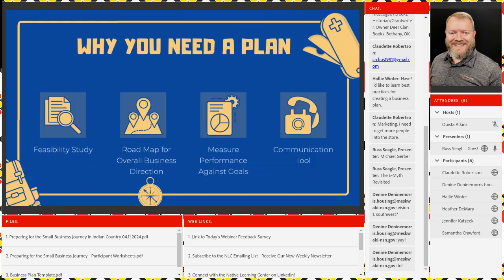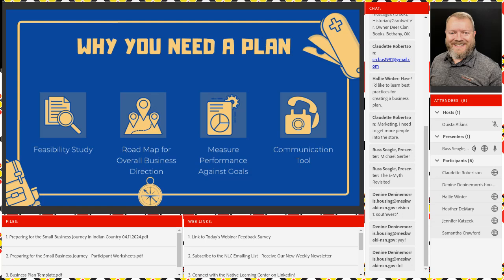So why do you need a plan? I've seen people write what I call a filing cabinet business plan. A filing cabinet business plan is the one that you write, you take it out and get the money. The bank says yes, they write you a check, and then you toss that into a filing cabinet and you never look at it again. But your business plan is essential to your success.